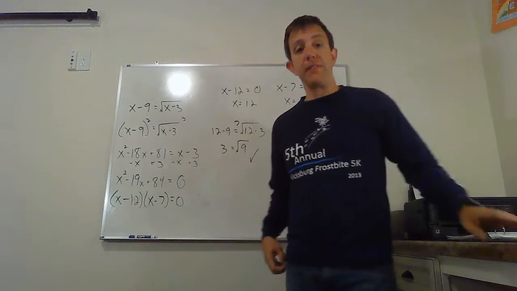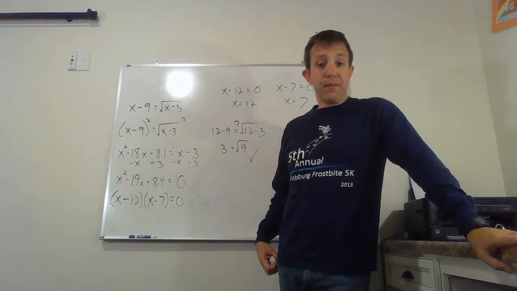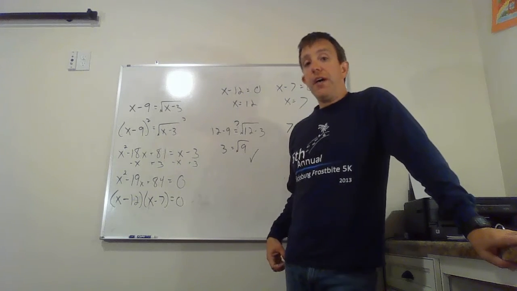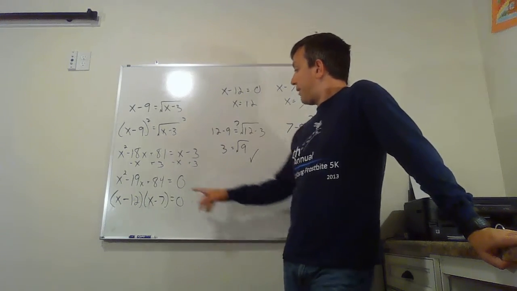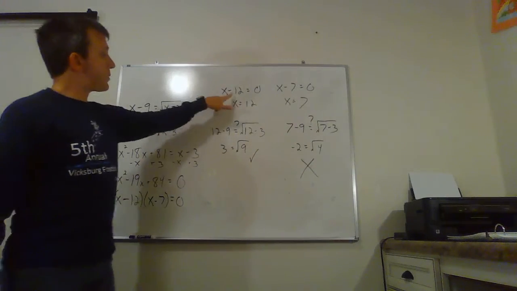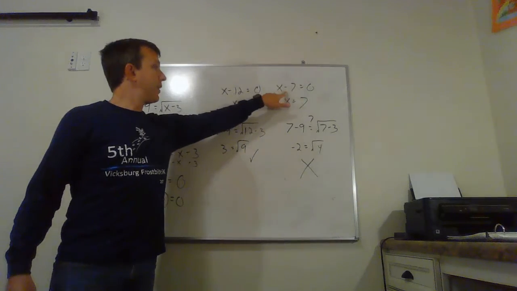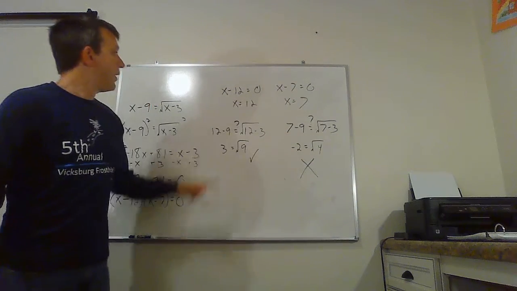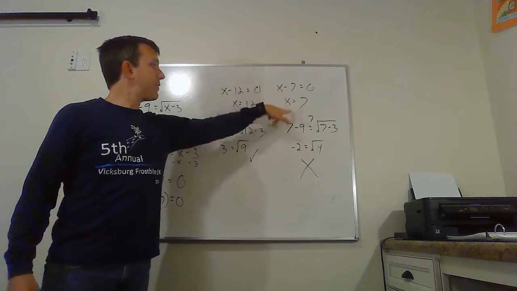If you need a review of factoring, go back and look at the beginning of this course and you will find a video. So anyway, I have it factored, and since it's equal to 0, I can split it up. x minus 12 is equal to 0. x minus 7 is equal to 0. Add 12, we get 12. Add 7, we get 7.